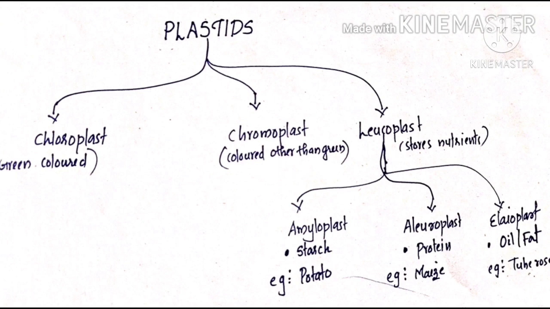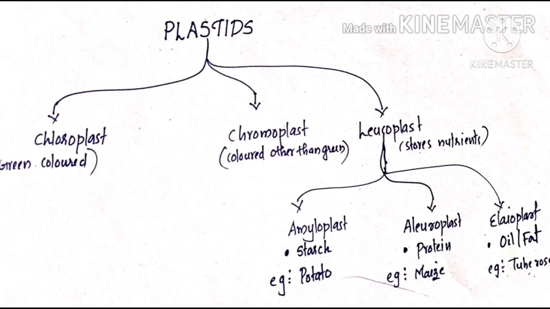Chloroplasts are green colored plastids, and the green color is due to a pigment known as chlorophyll. Chromoplasts are colored plastids other than green color. The common pigments present in chromoplasts are carotene and xanthophyll. Carotenes are yellow to orange color pigment, whereas xanthophyll are yellow color pigment.